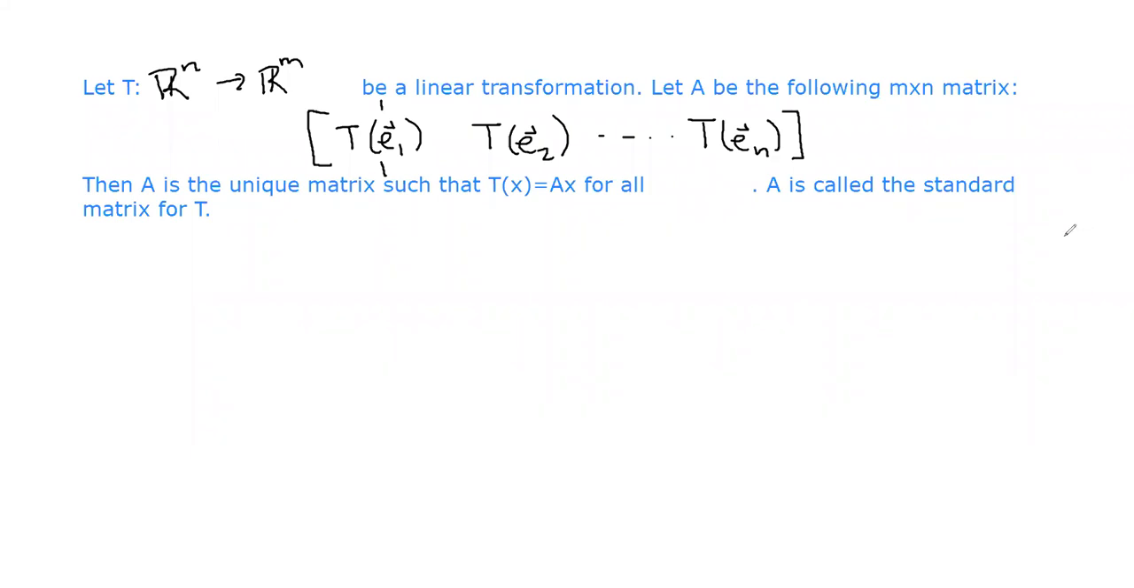Cool. So this matrix is going to encode our entire linear transformation. So A is going to be the unique matrix such that our transformation is encoded by this matrix transformation for all x in Rn. And A is called the standard matrix for T.